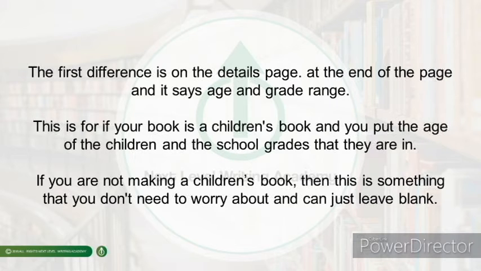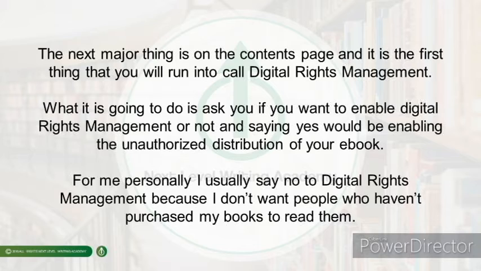The first major difference is on the details page. At the end of the page, it will say something like age and grade range. This is for if your books are for children, and you put the age of the children and the school grades that they are in. If you are not making a children's book, then this is something that you don't need to worry about and can just leave blank.